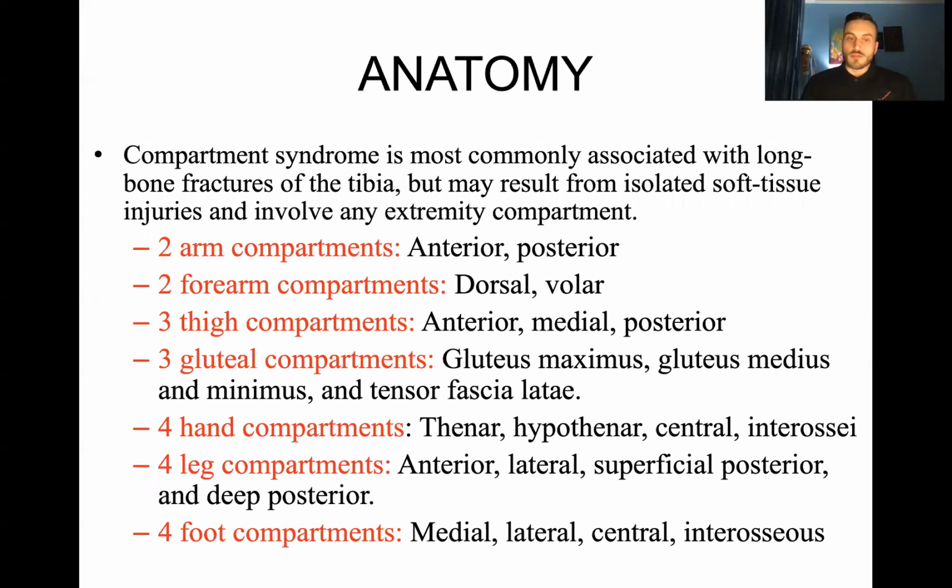Anatomy is very important. You have to know the anatomy of your limbs so you can diagnose compartment syndrome. The most important compartments to know are in the leg, the thigh, the forearm, and the hand, because these are the most common places. For example, the leg has 4 compartments: the anterior, lateral, superficial posterior, and deep posterior compartment. And you should know the content of each compartment.